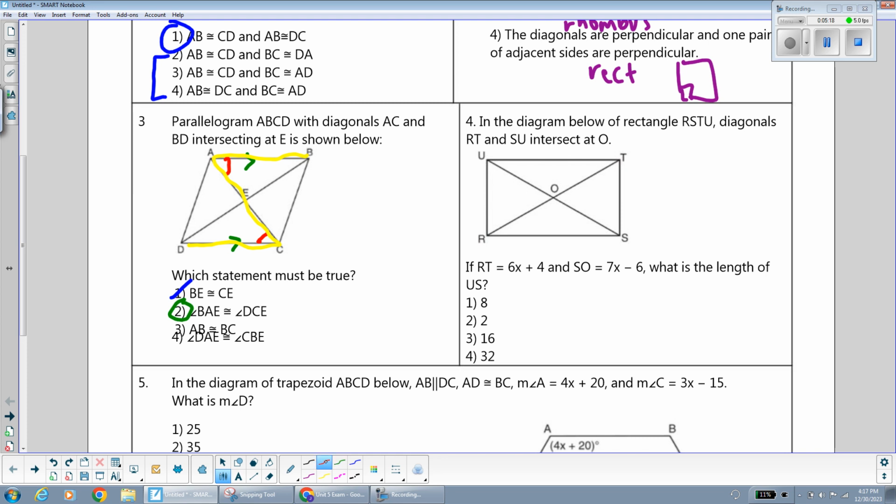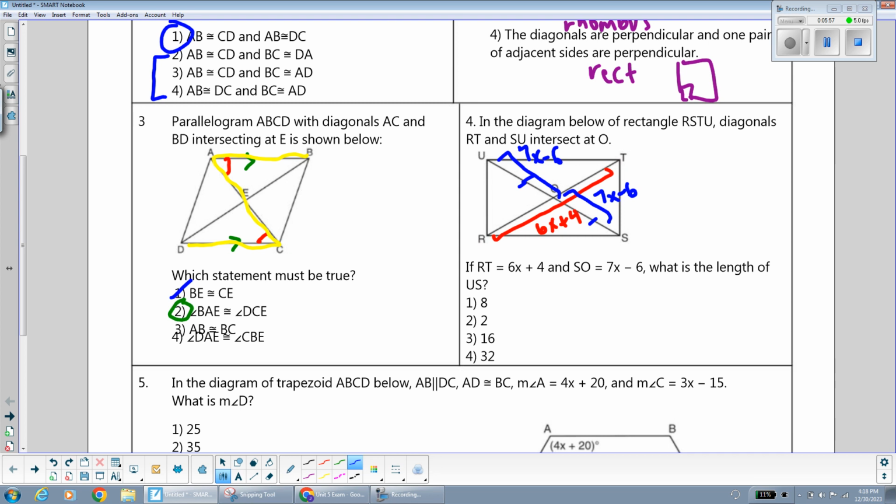Number 4, we do have a rectangle, and rectangles have congruent diagonals, and that's a property we're going to need here because they do tell us the length of diagonal RT, and they do also tell us a piece of diagonal US. They tell us that this is 7x minus 6. So I know that the other piece is also 7x minus 6 because rectangles are parallelograms, so the diagonals do bisect each other. That means each diagonal is being equally split in half into two congruent parts. So if this half is 7x minus 6, this half also has to be 7x minus 6.